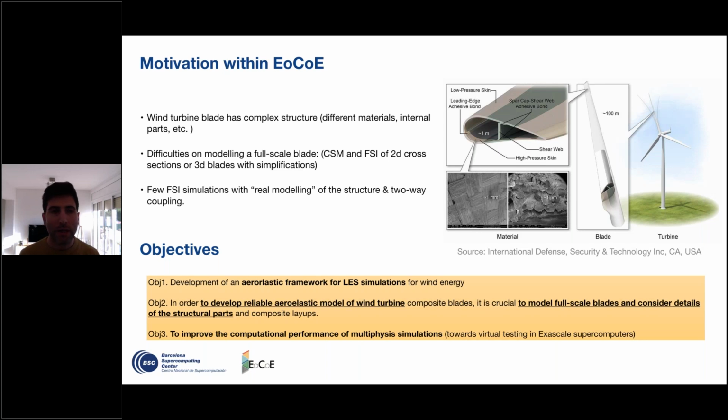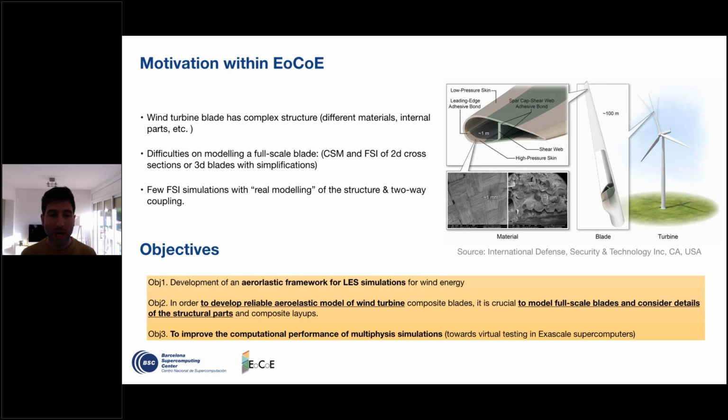So in this webinar and also in EoCoE, we have three main objectives, particularly focused on the structural analysis and also the fluid structure interaction of these parts. The first is to develop an aeroelastic framework using LES in order to conduct simulations of fluid structure interaction. The second objective is to study and analyze different modeling methodologies in order to have highly detailed models, including all the internal and structural parts, because in the literature it is very difficult to find the details of the internal parts of these structures. And the third objective is to improve the computational performance of the multiphysics simulations.